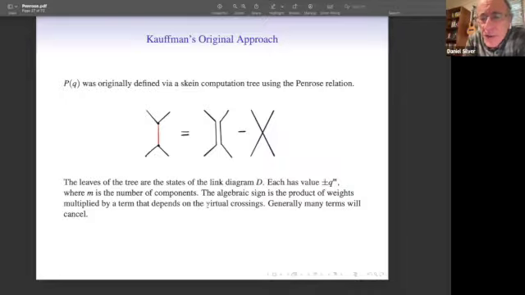The algebraic sign is interesting. It's the sign of a product of weights that you get along the edges of the computation tree. But there's also an adjustment that will depend upon the virtual crossings that you had. If you look closely at that computation, you'll see that it really is taking into account a homology Z2 intersection number of curves on a surface. So there's a lot going on there, and generally many of these terms will cancel. Okay.